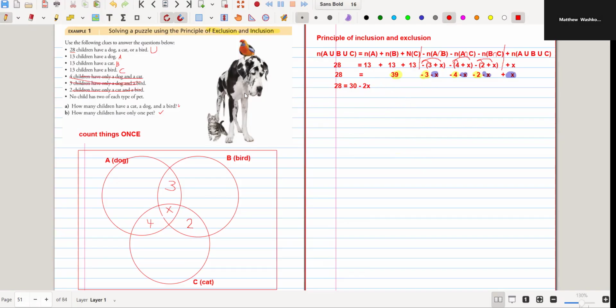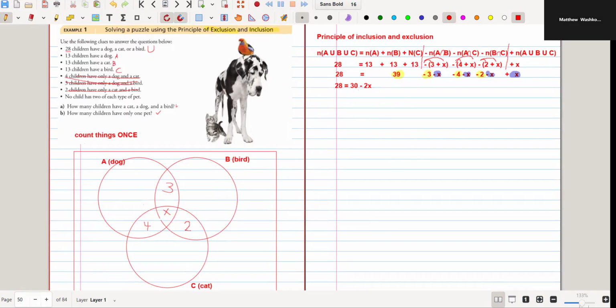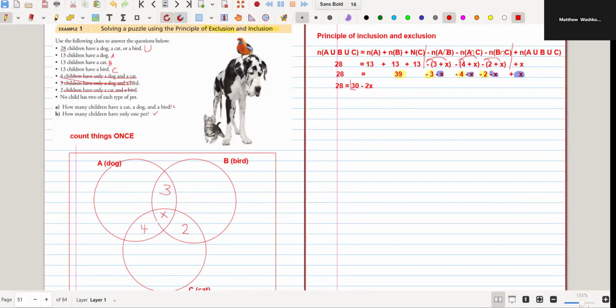So what do I need to do? There's a couple things I need to do. One, I need to get rid of this 30. And two, I need to get rid of this negative 2x that's being times into my x. Negative 2 that's being times into my x.